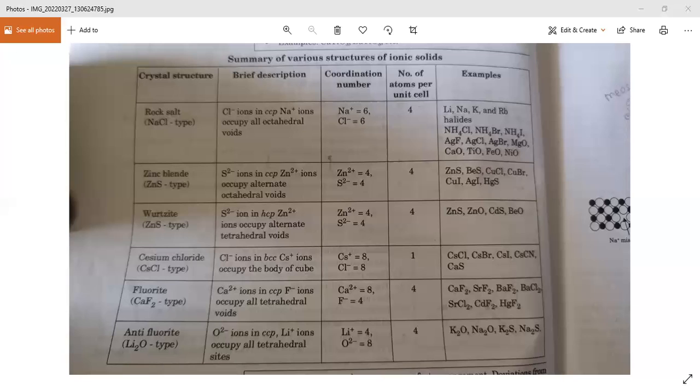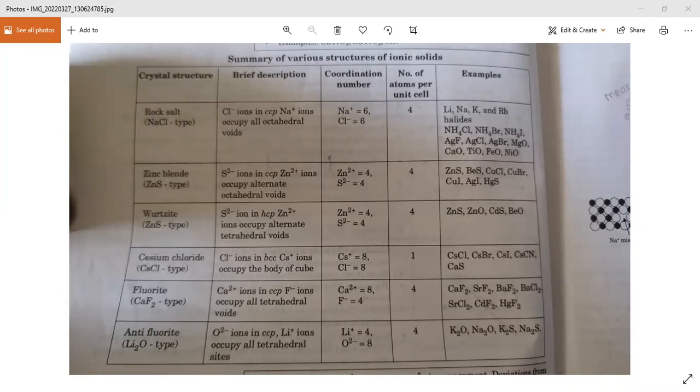Then the coordination number of Na plus and the Cl minus will be 6 in both the cases. The coordination number for both Na plus and Cl minus will be 6. And the number of atoms per unit cell is 4. That means it belongs to FCC, right? Yes or no? It belongs to the FCC. So wherever the NaCl structure is given in the question, you have to take it as a FCC type of structure.